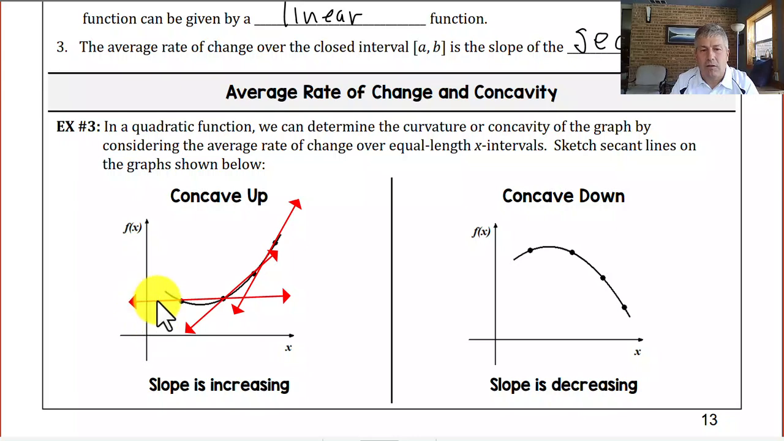And you can see here that the slopes of each of those secant lines is changing. The slope is increasing. They're becoming more and more positive. So that's concave up. And then in our concave down, our secant lines, again, are changing. But those are becoming more and more negative. So the slope is decreasing. That's a characteristic of concave down.